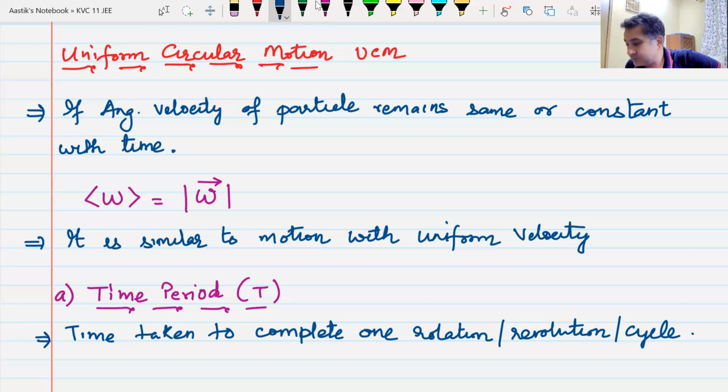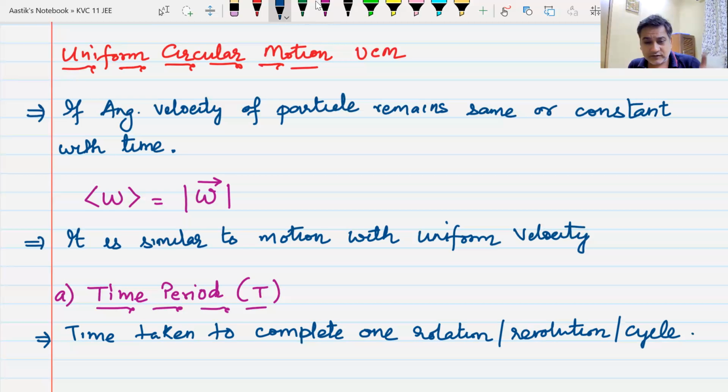No one knows this also. 24 hours is the time period of rotation of Earth. What is the time period of revolution of Earth around the sun? 365 days. Time period is the time taken to complete one cycle, one rotation, one revolution.